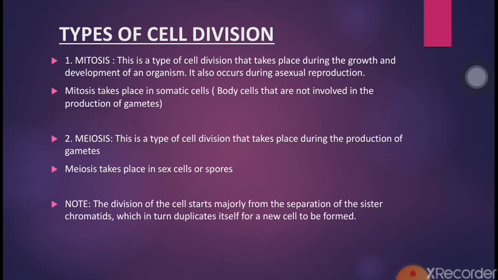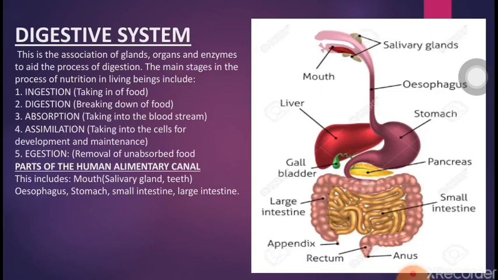It takes place in sex cells or spores. And like I said earlier, the division of cells starts majorly from the separation of the sister chromatids, which in turn duplicate themselves for a new cell to be formed.